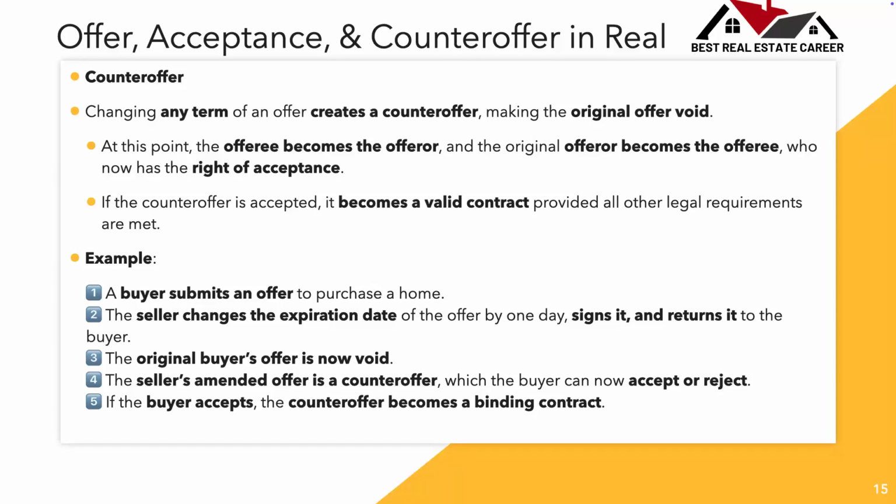Now, this is what it looks like. A buyer submits an offer to purchase a home. The seller changes the expiration date of the offer by 1 day. They sign it and return it to the buyer. The original buyer's offer is now void. The seller has amended an offer as a counteroffer, which the buyer can now either accept or reject. If the buyer accepts the counter, we have a binding contract.